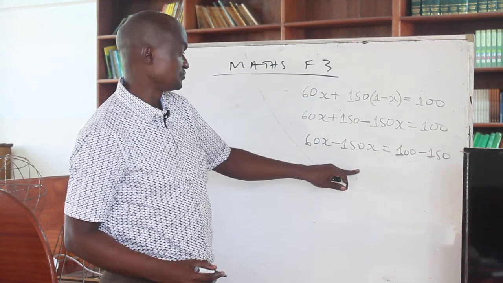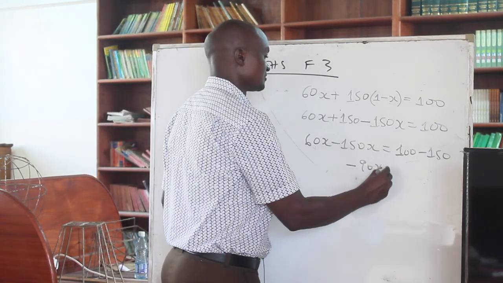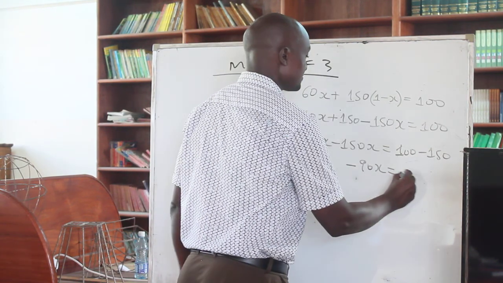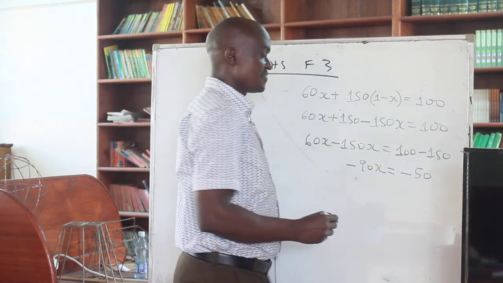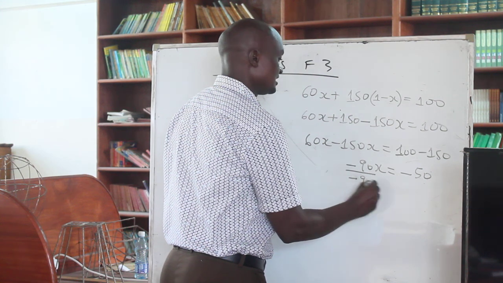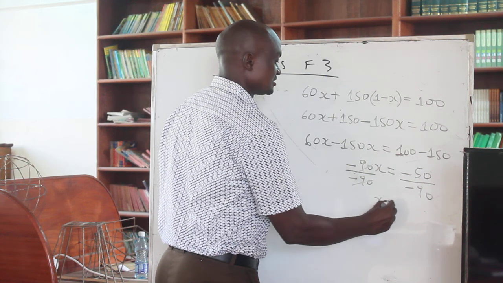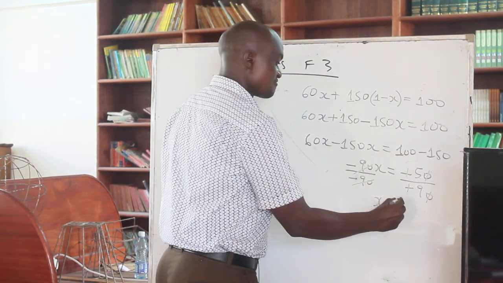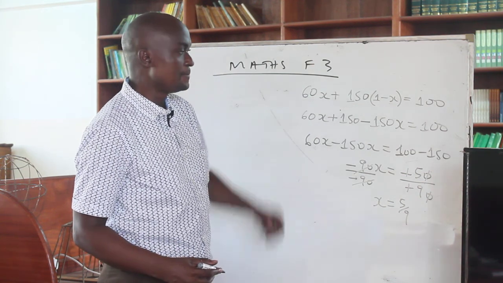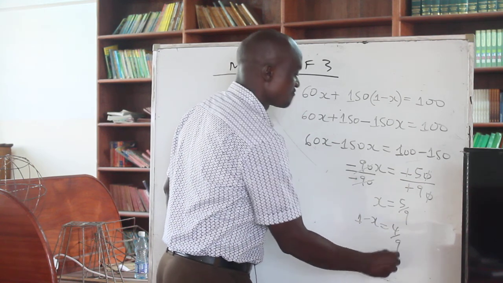60x minus 150x will give you minus 90x. 100 minus 150 will give you minus 50. Then we divide both sides by minus 90. Minus 90, minus 90. x will be equal to 5/9. And that means the other ratio for beans will be 1 minus x. So 1 minus x will be 4/9.